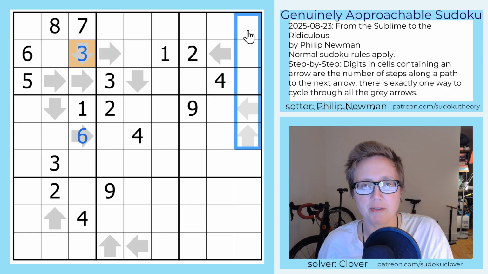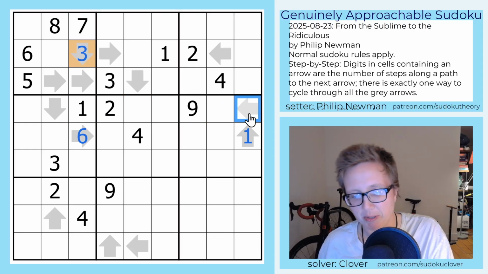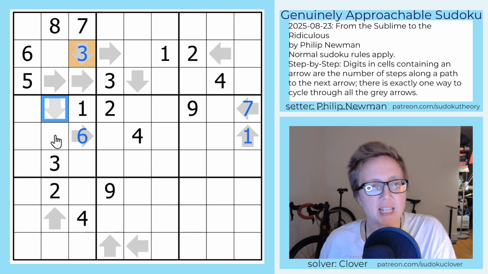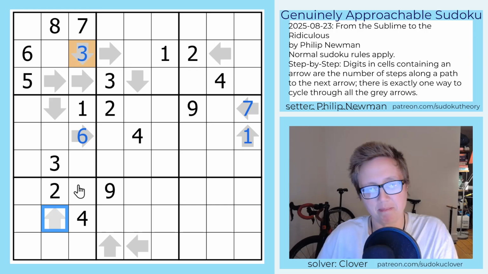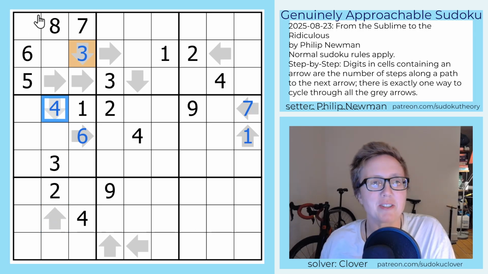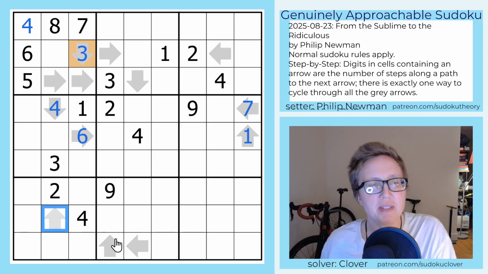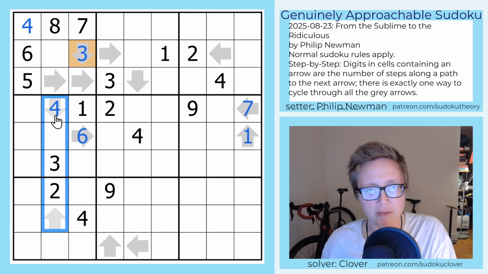And similarly here, there's only one arrow above it, so we have to place a 1 there. Here there's only one arrow to its left, so that's going to be a 7. Here there's only one arrow below it, so that's going to be a 4. And that actually makes this a 4 by Sudoku, so we can note that. Now that points to this, which is obviously not going to point back at that 4.